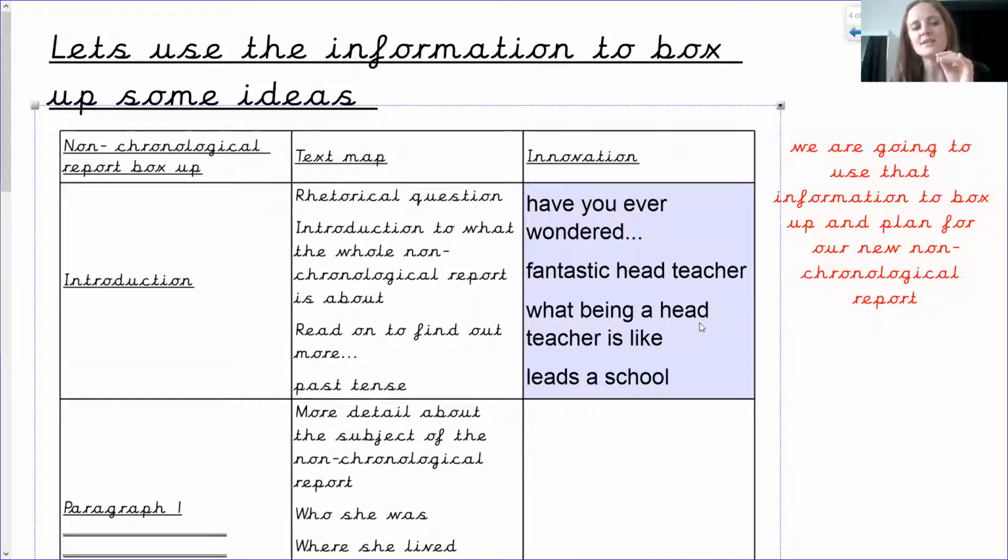And then underneath that, I've written, leads a school, because obviously I'm writing the present tense. So that sentence could say something like, read on to find out more about a head teacher who leads a school or who leads an outstanding school in Slough. I haven't mentioned that it's Mrs. Bowen, but I've suggested that it is a head teacher who runs an outstanding school, and I'm going to be talking about the job that she does. So pause the video now and add anything else to your introduction that you think might be important.